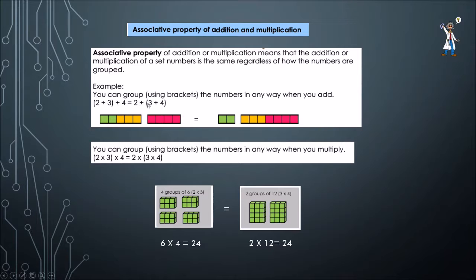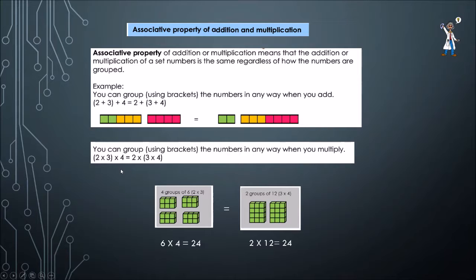If I decide to say, no, I want to rather group the 3 and the 4 together, then 3 and 4 will be 7. And if I add the 2, I still get 9. So whether I have 2 plus 3, plus 4, it's the same whether I have 2 and group together 3 plus 4. And the same again applies with multiplication. If I say 2 times 3 times 4, will I get the same as 2 times 3 times 4, grouped differently?